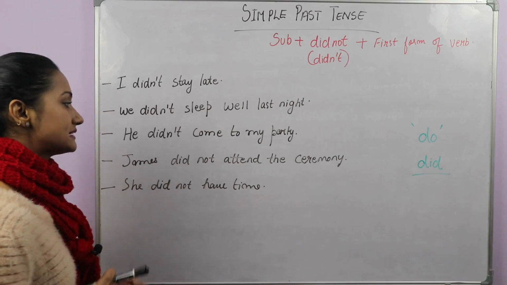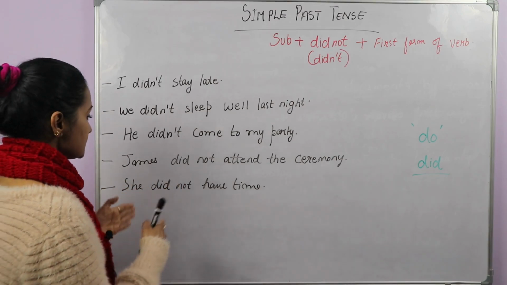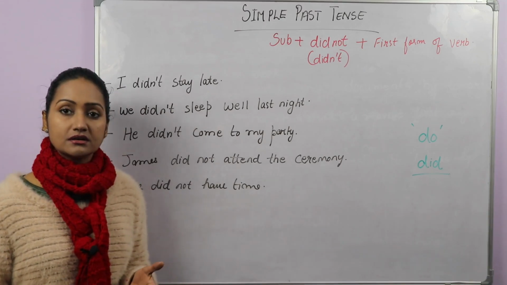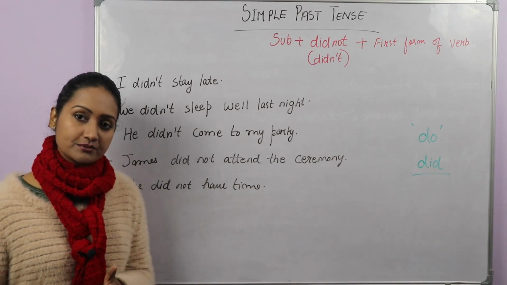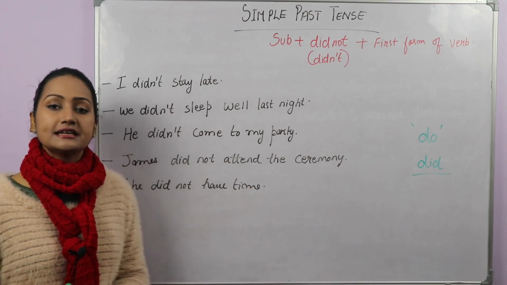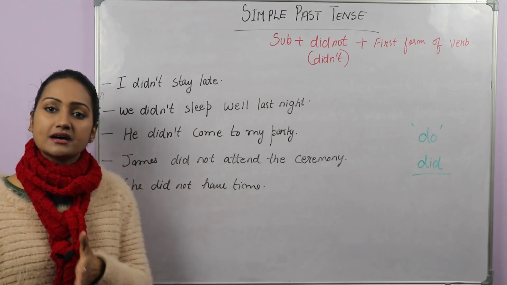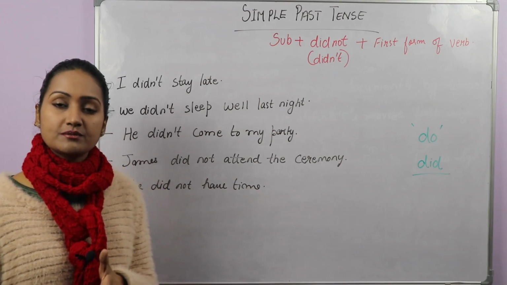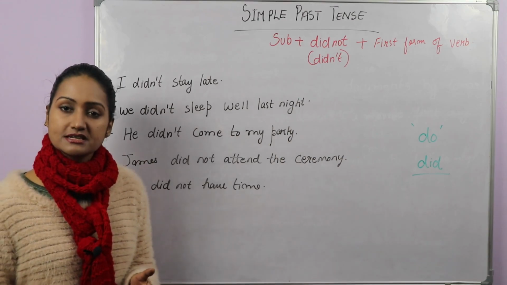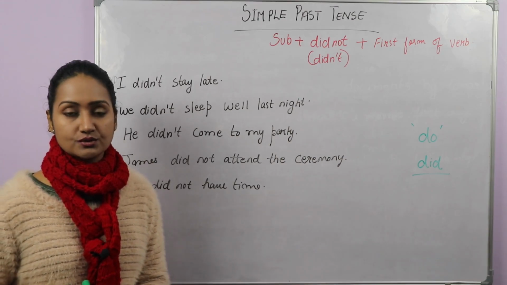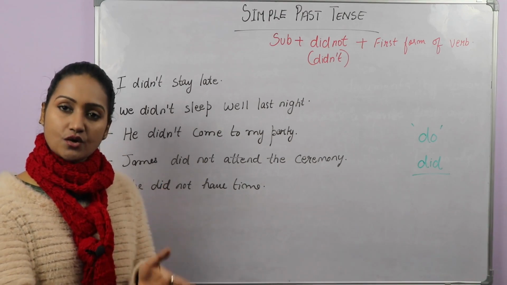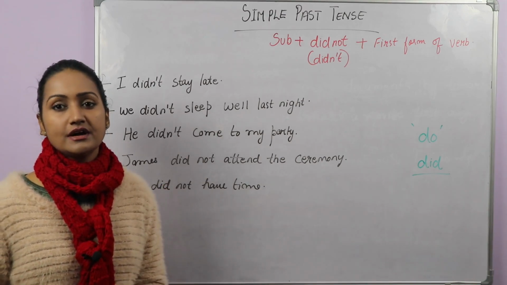James did not attend the ceremony. She did not have time. I called her, but she did not have time. Okay, so these all are negative sentences in simple past tense. Whenever we have to frame a negative sentence in simple past tense, now you all know how to do that. Subject plus did not plus first form of the verb.